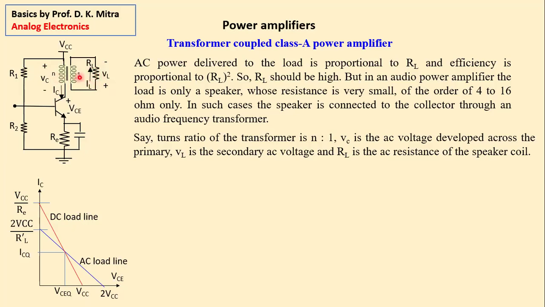So you know the transformer ratios. If it is N and this is VC, this will be VC divided by N. But current will be IC multiplied by N. And let's say VL is the secondary voltage developed across RL, and RL is the impedance or resistance of the speaker coil. Now, by the ratio of the transformer, the current in the primary will be the nth part. That means since the secondary has fewer turns, its voltage will be less, but current will be high.